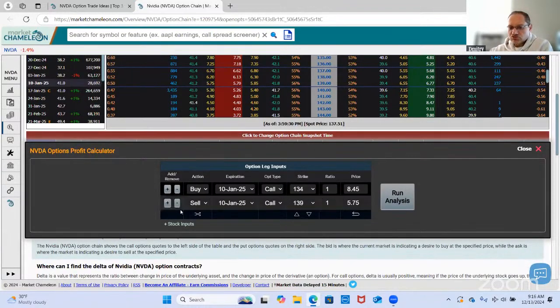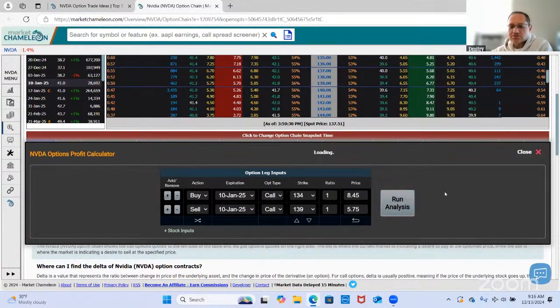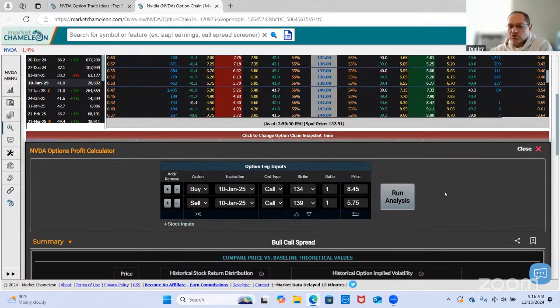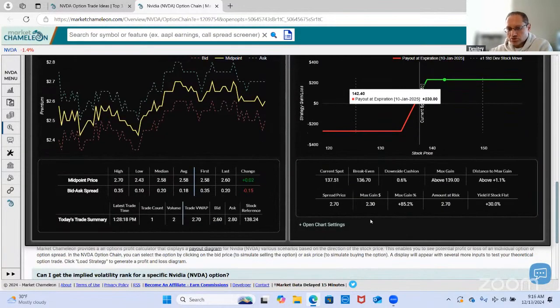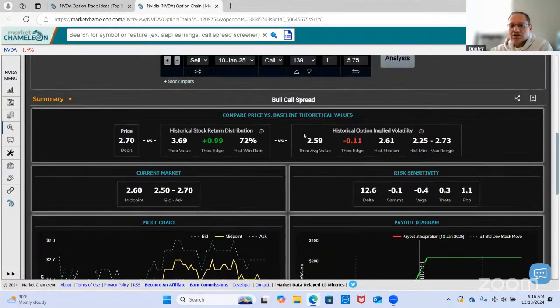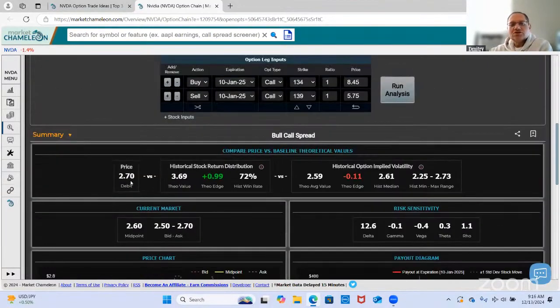And let's run this analysis further. Let's go in there and just say run analysis. And once we do that, now we get more stats and historical data and charts to help us analyze this. So here, this is that historical stock return distribution where we're talking about the price is 270. And compared to how the stock moved historically, you could see this is the theoretical edge.